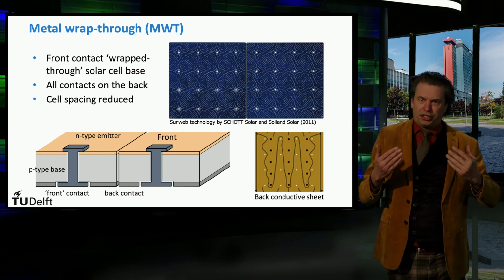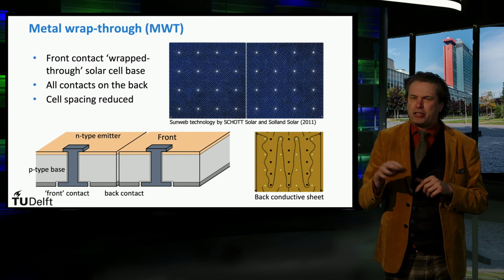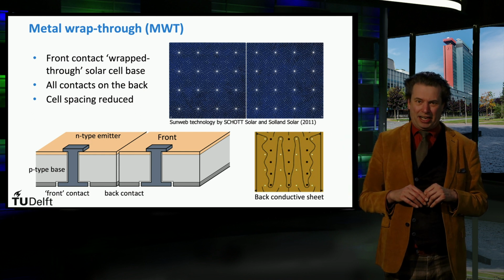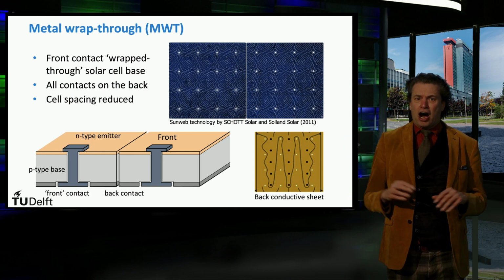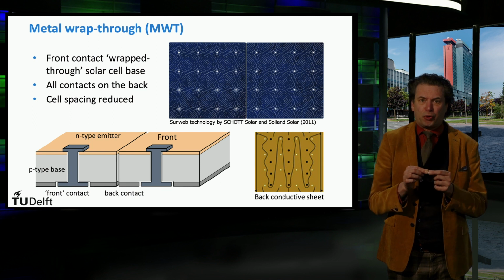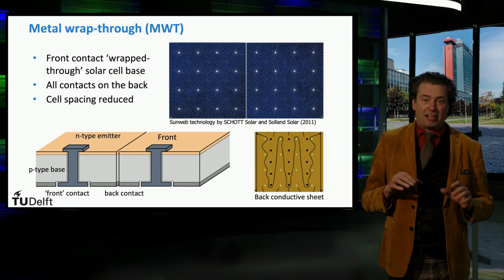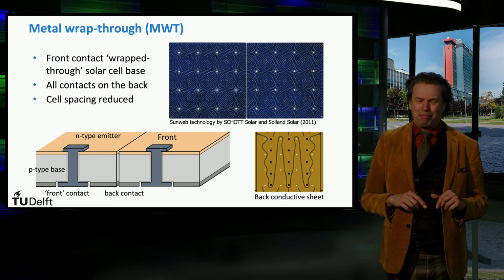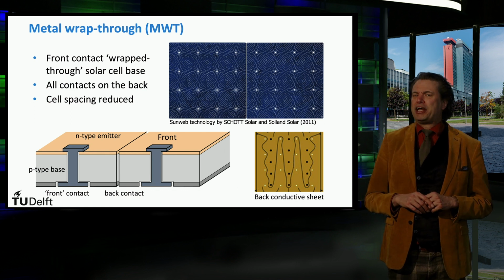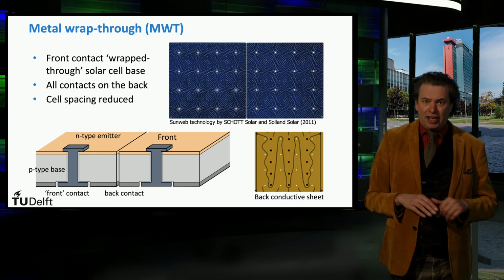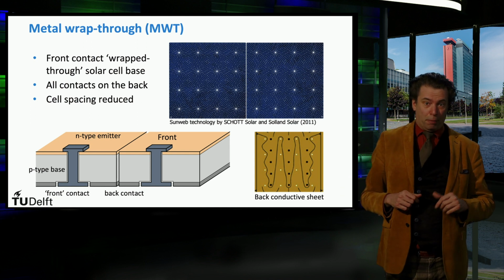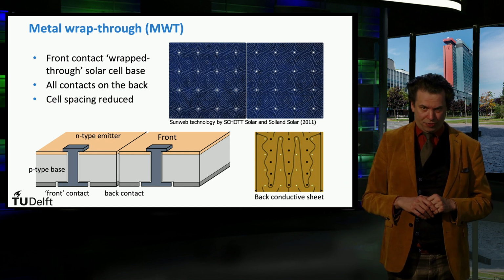This technology can be recognized by its very special front contact design. The metal fingers are surrounding the wrapped-through contacts in a very distinctive, almost flower-like pattern. Also shown is the back conductive sheet that collects the currents of the P-type and the N-type contacts.